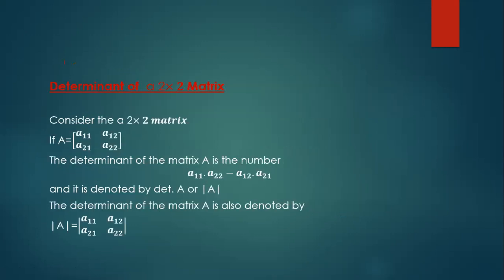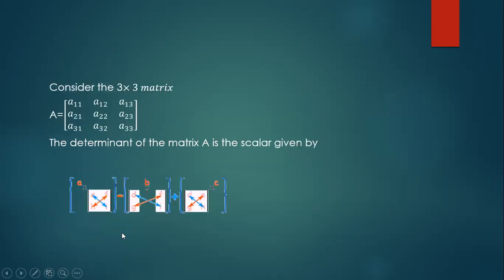Then the determinant of a 2 by 2 matrix. Consider a 2 by 2 matrix A equal to a11, a12, a21, a22; these are the entries of the 2 by 2 matrix. The determinant of the matrix A is the number we get by multiplying a11 into a22 minus a21 into a12, otherwise we can write a12 into a21. It is denoted by det A or determinant of A. The determinant of the matrix A is also denoted by determinant A equal to the determinant of a11, a12, a21, a22.